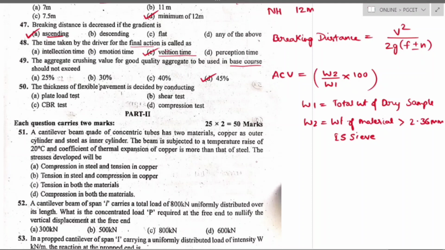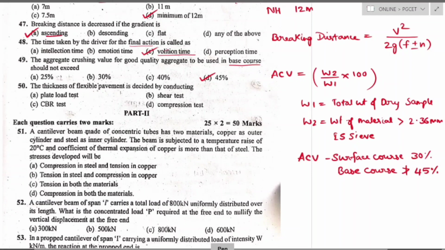Aggregate crushing value for surface courses should be within 30%, and for base courses it should not exceed more than 45%. So option D will be the right answer.